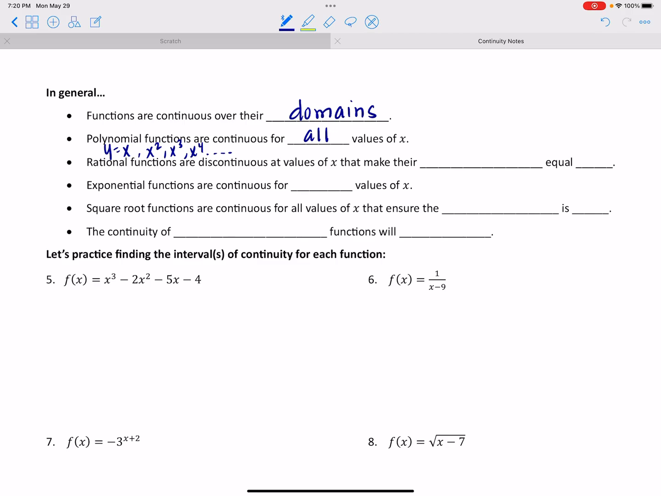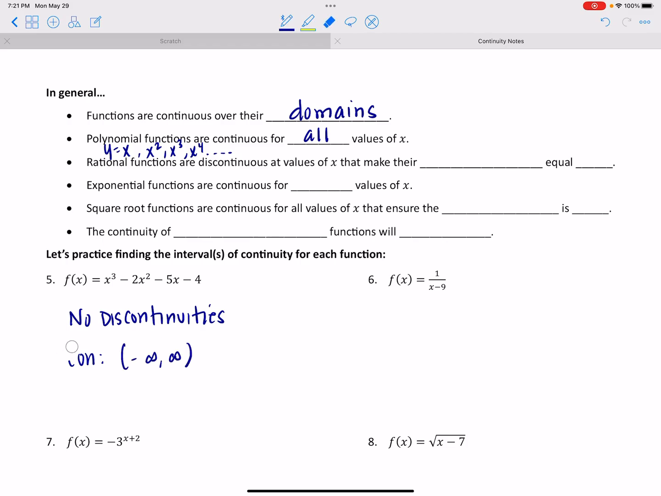So when I'm looking at problem number 5, where we're asked to find the interval or intervals of continuity for the function, I know that this is a polynomial function and therefore it's going to be continuous over its entire domain. So there are no discontinuities here. No discontinuities. That's a tough one to write out if I don't sound it out. Or we could say that the interval of continuity is everything from negative infinity to infinity.